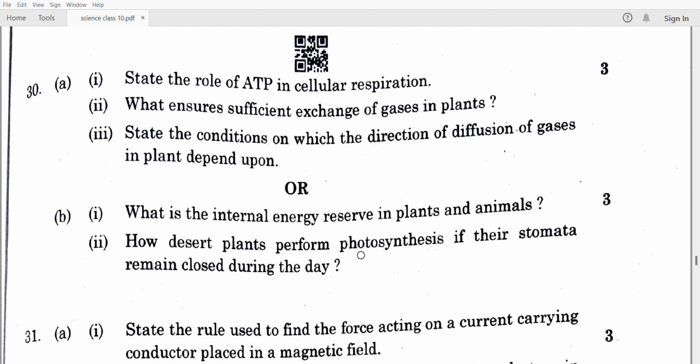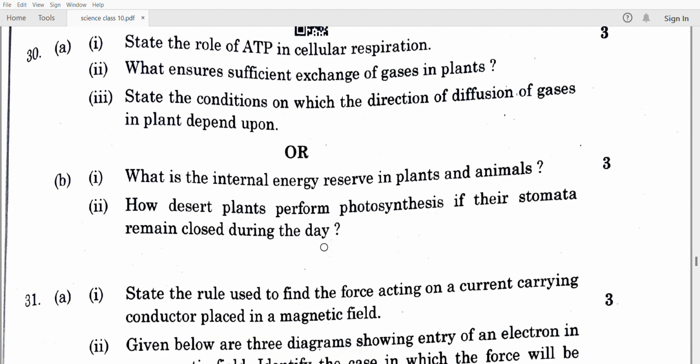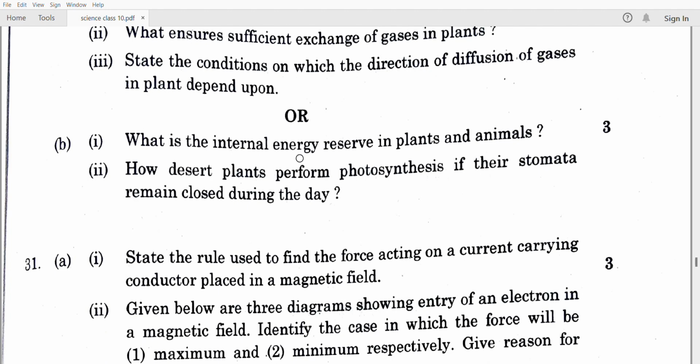Then state the conditions on which the direction of diffusion of gases in plant depend upon. The direction again, it depends on the concentration of the gases there and required. Our question, what is the internal energy reserve in plants and animals? This also I'll send it in the comment box soon.